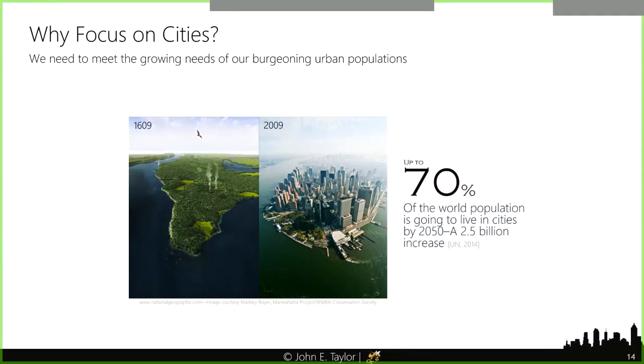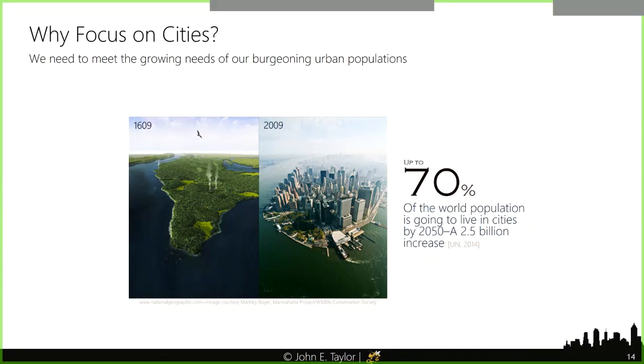Well, people are moving into cities. So this image in the center is an artist's interpretation of what Manhattan looked like in 1609, and then a photograph of what it looked like in 2009. So it took 400 years for the city to grow to that size as the mega city, or one of two mega cities in the United States.